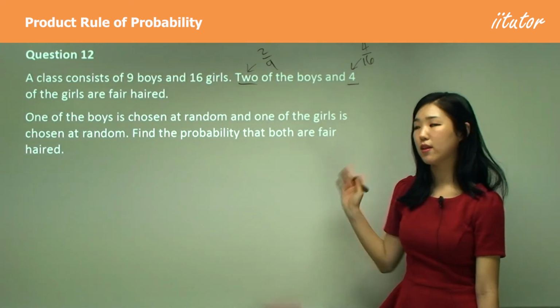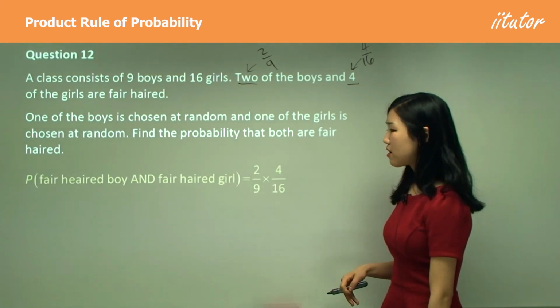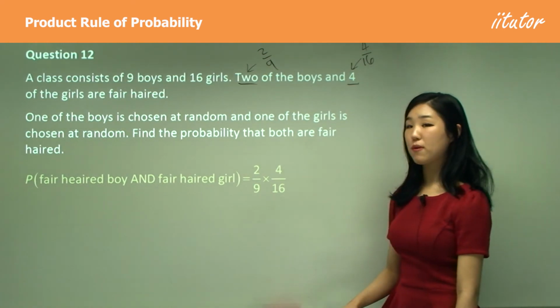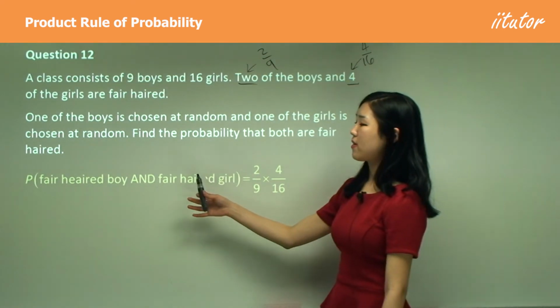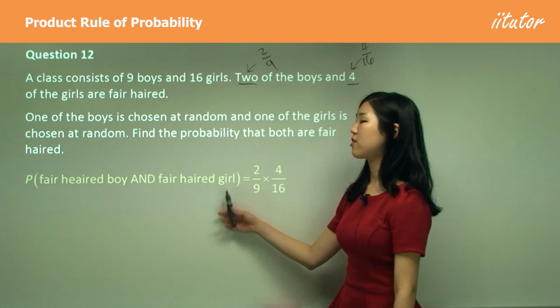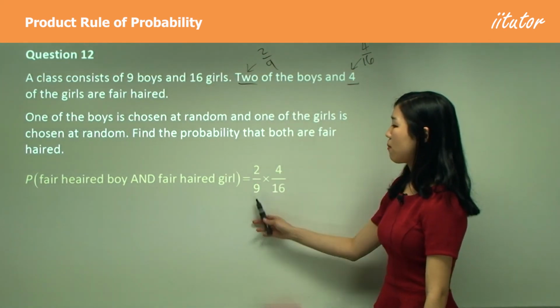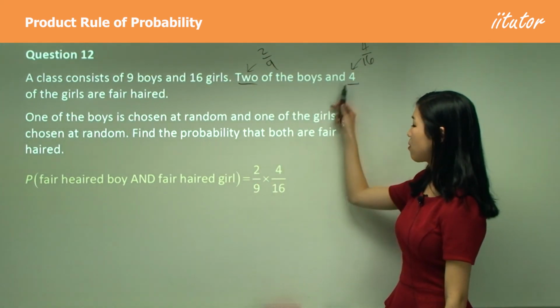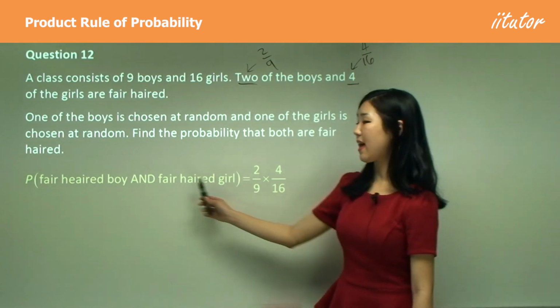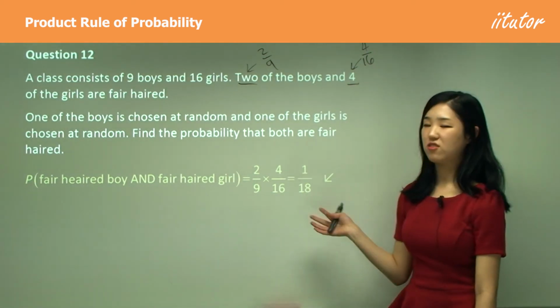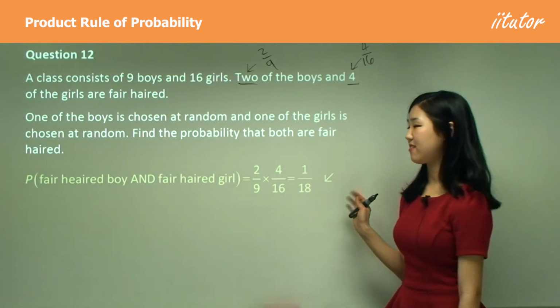So those are the probabilities of each individual outcome. So if I want to find the probability of both being fair-haired, I want to find the probability that the boy is fair-haired and the girl is fair-haired. That's the probability of boy being fair-haired, that's the probability of girl being fair-haired, and because it's and, we multiply. We just get 1 over 18. Just calculate that yourself and check.